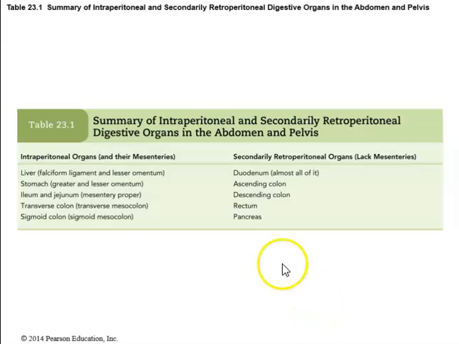Notice that the intraperitoneal organs include the organs that remain within the peritoneal cavity. We have the liver, the stomach, parts of the small intestine, the ileum, the jejunum, parts of the large intestine, so the transverse colon, as well as the sigmoid colon. And then we have our secondarily retroperitoneal organs that don't have mesenteries. This includes almost all of the duodenum, the ascending colon, the descending colon, rectum, and the pancreas.